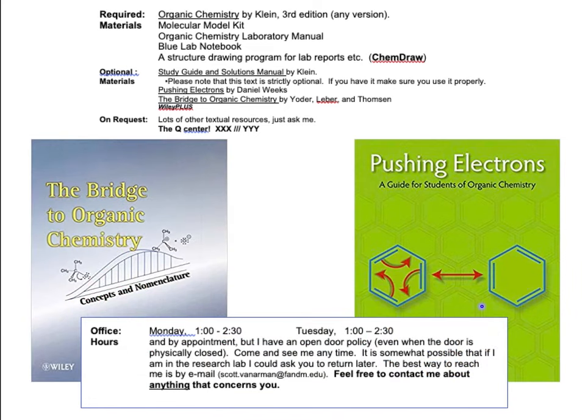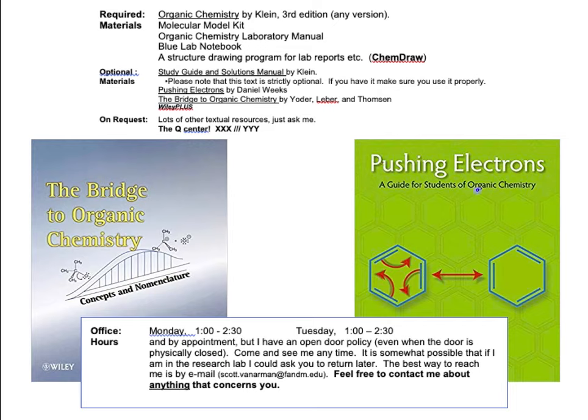Some optional materials in the course include the Bridge to Organic Chemistry. It has some review material from general chemistry, and one thing of interest is that it also has some nomenclature in it. And so we'll come back to talk about nomenclature again in a few minutes.